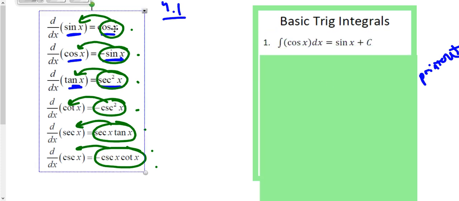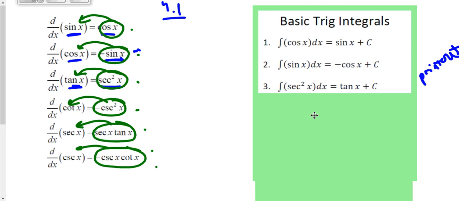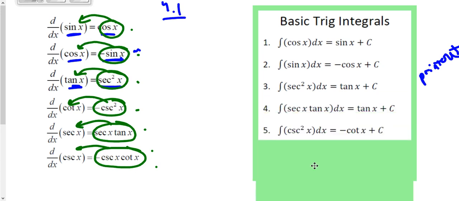So when we look at our integrals, the integral of cosine is sine. Integral of sine is negative cosine because there's a negative in this relationship. Then the next one, we integrate secant squared, which is tangent. We can only work this list backwards. Oh, they're in the wrong order. Cosecant squared will give us cotangent.